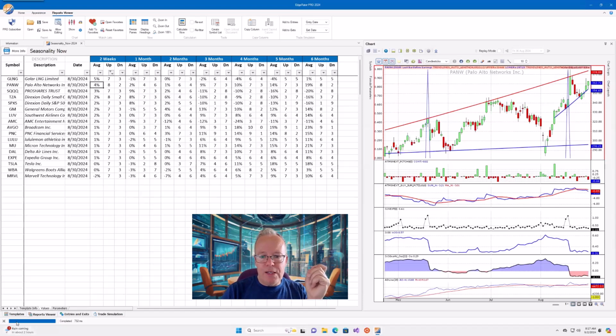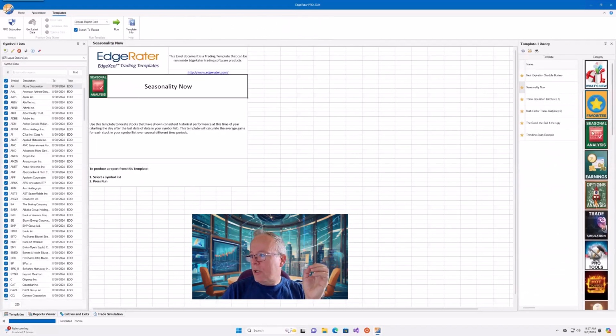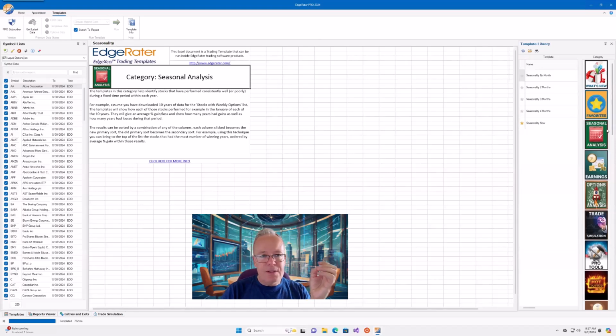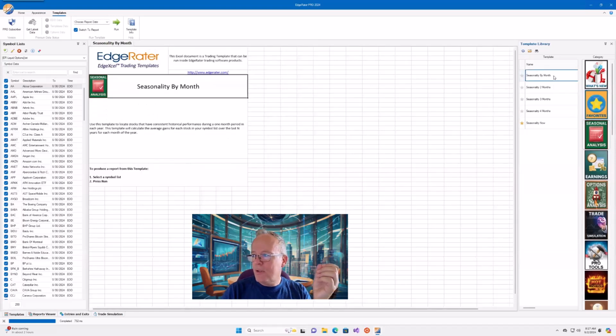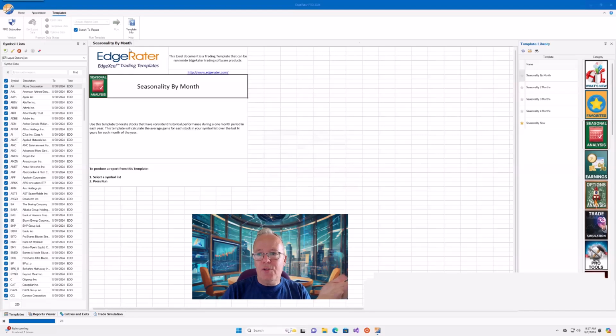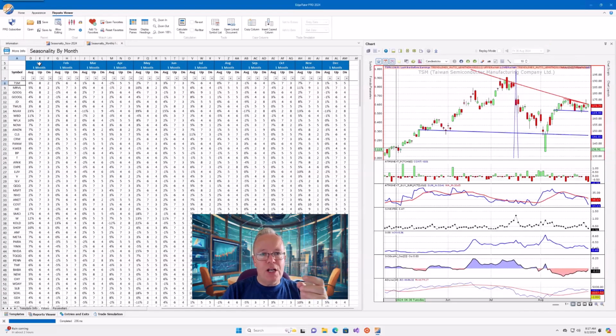There are a couple of other seasonality reports in the program, which are all in the seasonal analysis category. And there's seasonality by month. So rather than taking today and projecting forward 2 weeks or 1 month or 2 months, it's just going every month. If you run this, it's basically going to give you the January performance, February performance over the last 10 years of these stocks. So a really quick way to see what stocks perform well in which months.